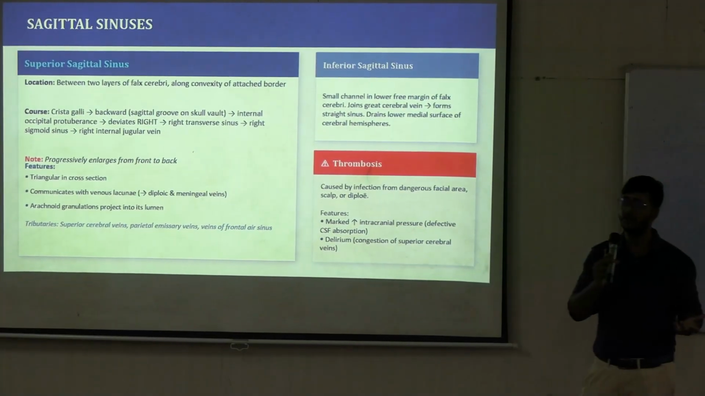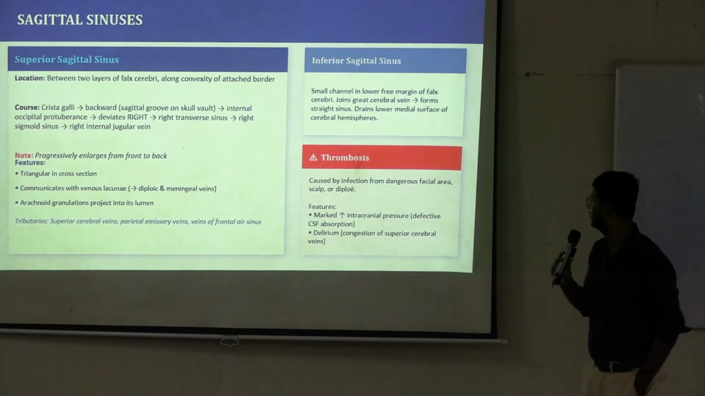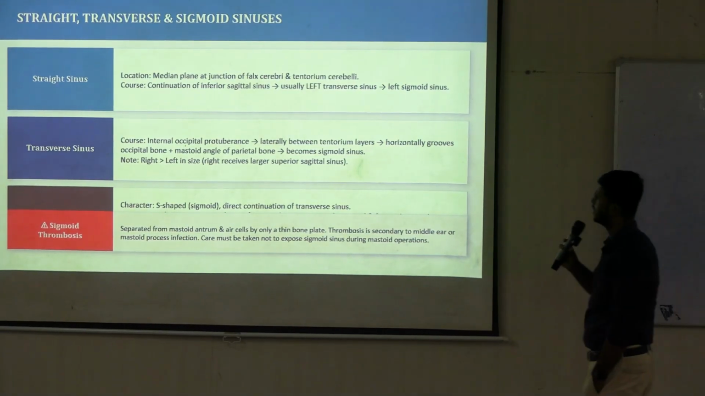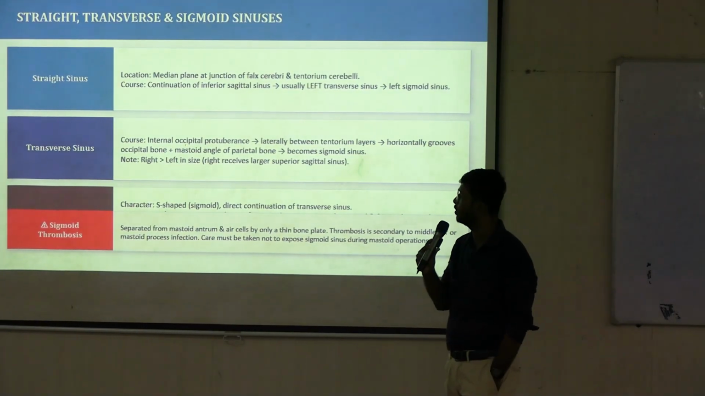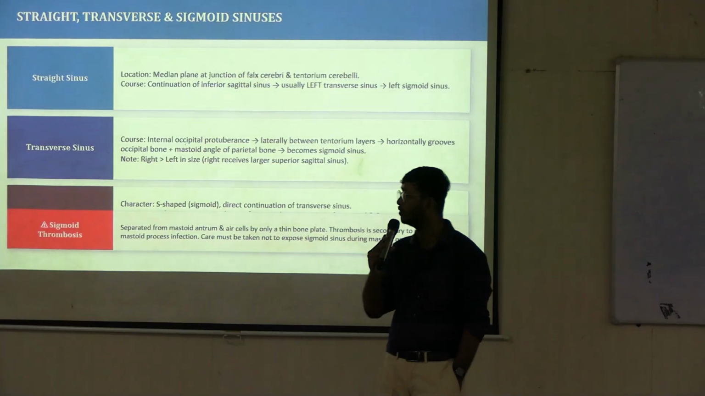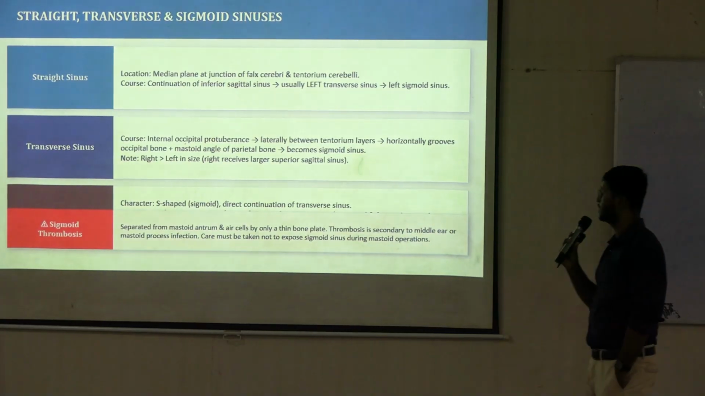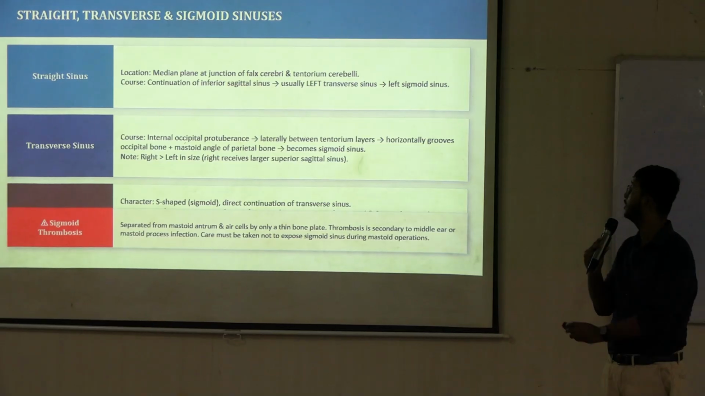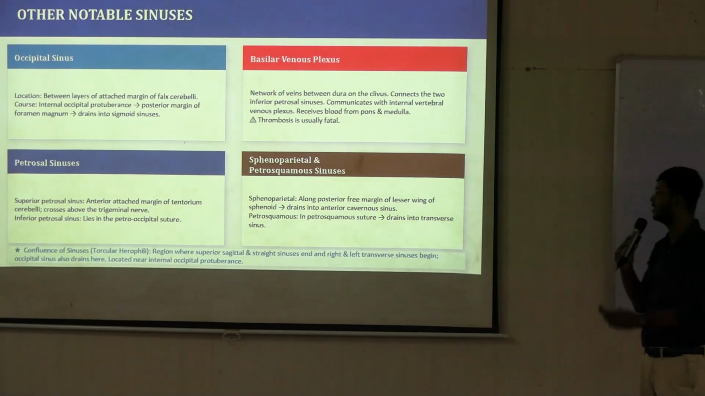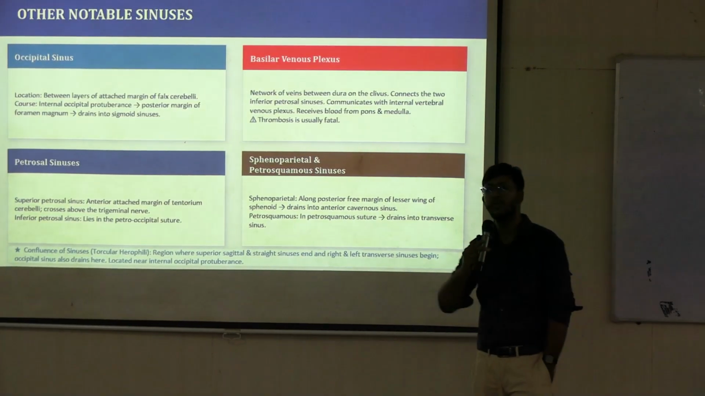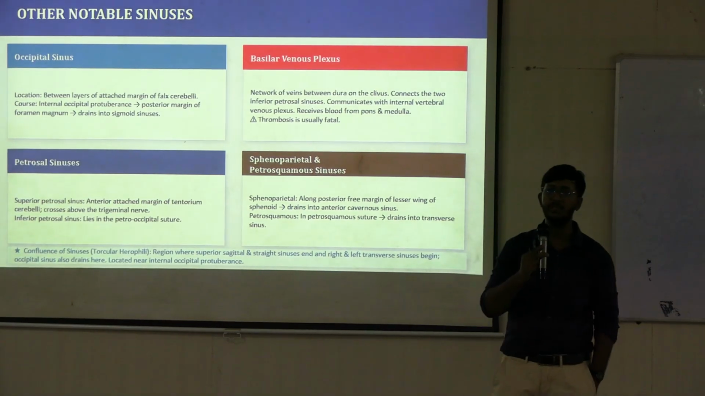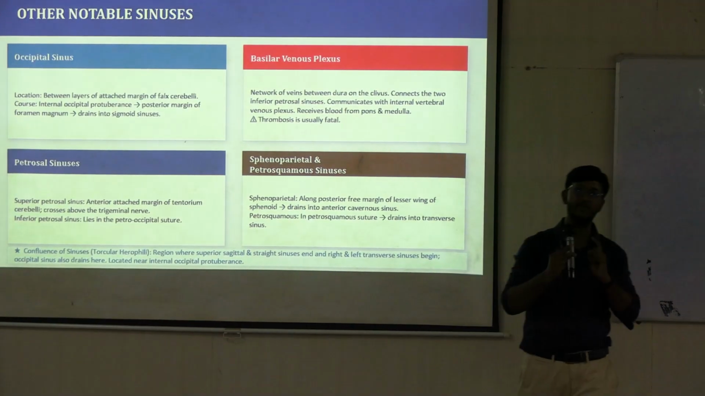They can also undergo thrombosis in a similar manner. And the straight sinus, transverse sinus, all these things I have already told you. Sigmoid sinus I have already shown you, and the sigmoid sinus can undergo sigmoid thrombosis, not that much important. And these are some other sinuses which you just need to know the names of properly. Just know the names and try to draw that diagram if possible.